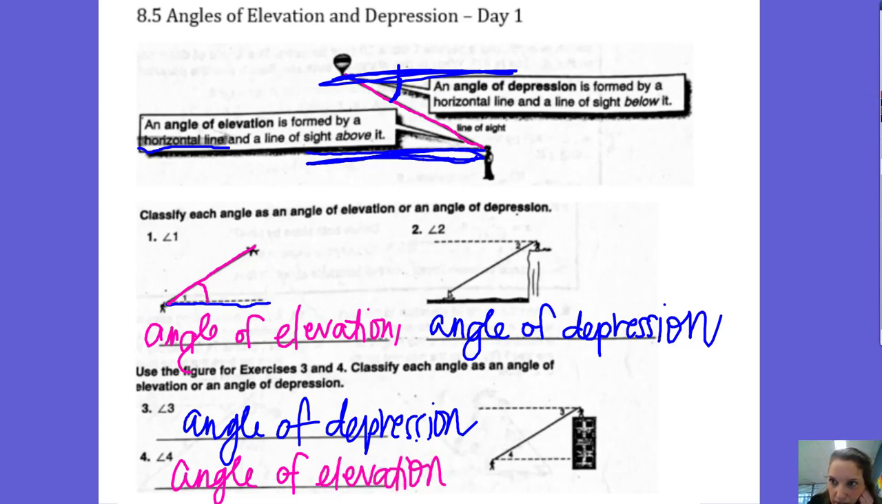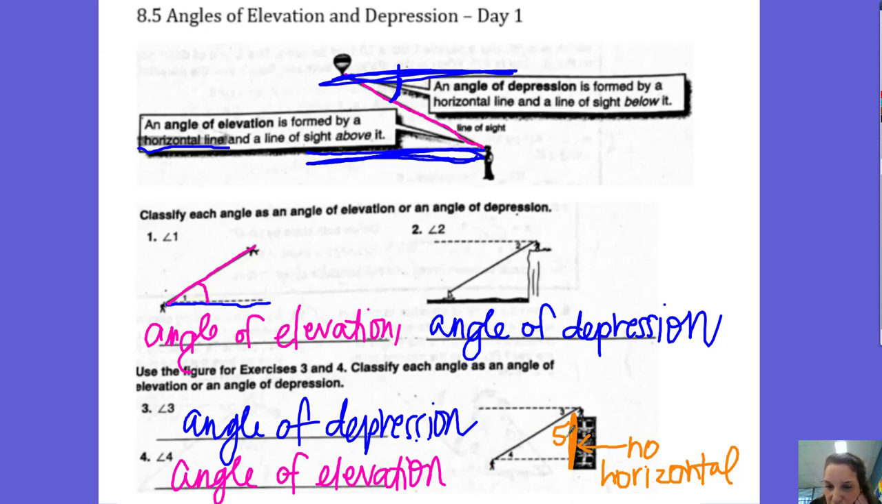What if I asked about this angle right here, angle 5? What kind of angle would angle 5 be? Here's the line of sight, and here's the other leg of that angle. What kind of line is this orange line that I just drew? It's a vertical line, not a horizontal line. So angle 5 is not an angle of depression, and it's not an angle of elevation. It's neither, because one of the arms of that angle is not a horizontal line.